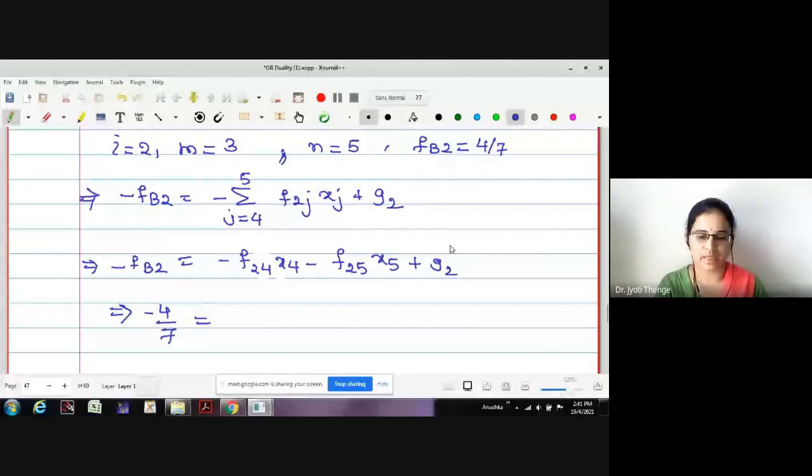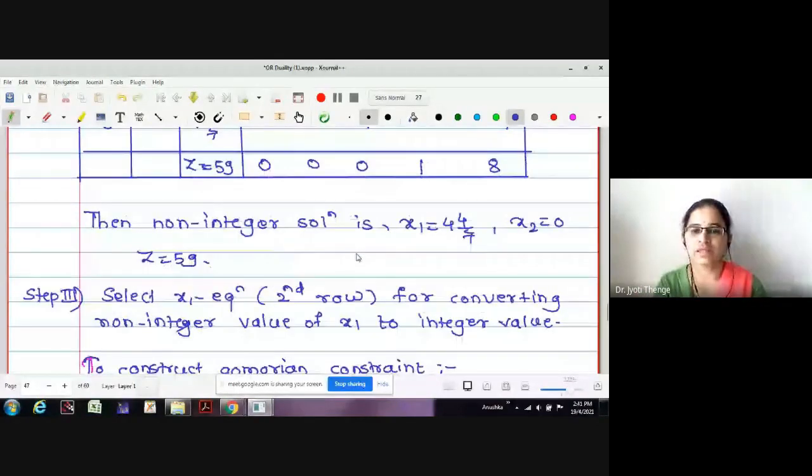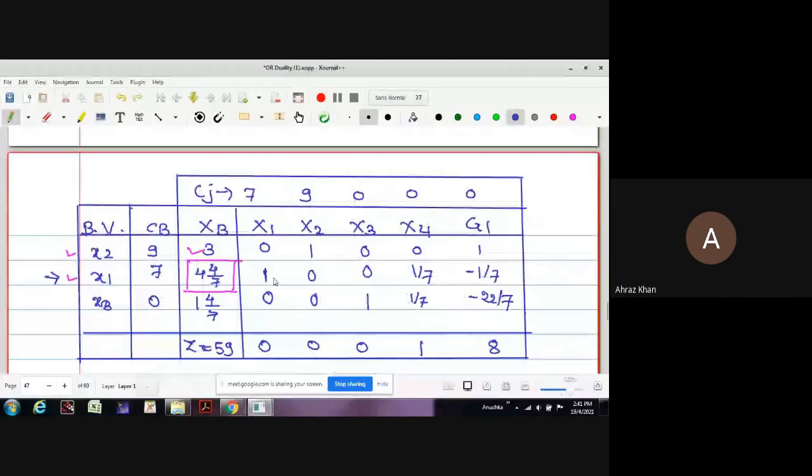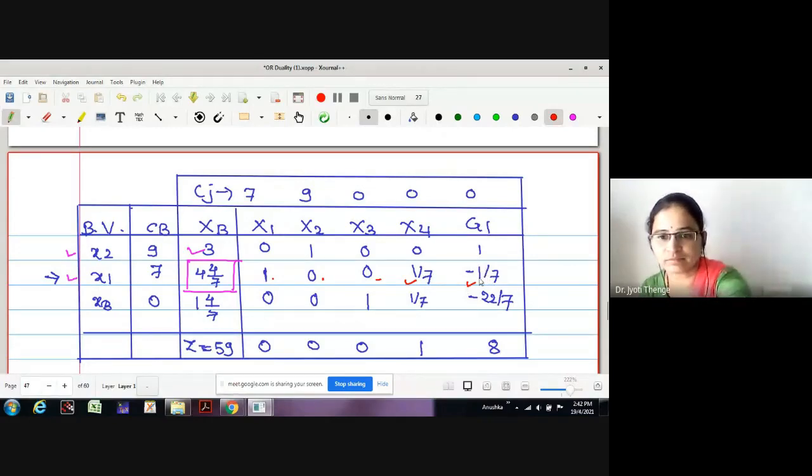F24 and F25 are the fractional parts of x24 and x25. Correct? What are the numbers x24 and x25? This is x24, 1 by 7, and minus 1 by 7. Good. This is 21, 22, 23, this is 24 and 25. But if you look, this 25 is a negative fraction. Therefore, we want to convert this negative fraction to negative integer plus positive fraction. Correct?